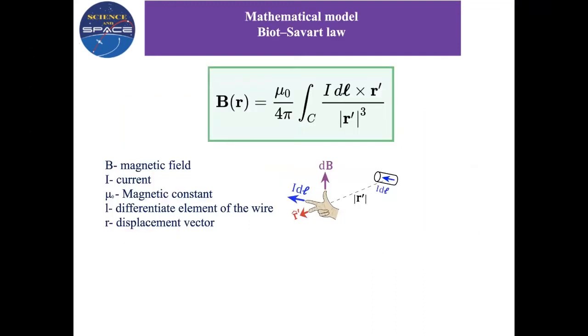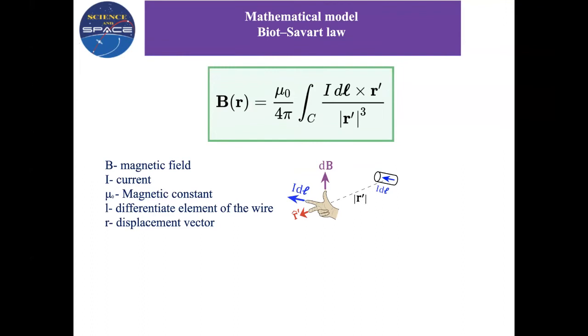The mathematical model which is used in the calculation is the Biot-Savart law, which is derived from two of Maxwell's equations about magnetism. And as you can see, it describes the magnetic field around the element of the wire. And our coil is a circled wire. On the left side is the magnetic field. On the right side, before the integral, it's the magnetic constant. And under the integral, it's current, the differential element of the wire, and displacement vectors in appropriate powers.